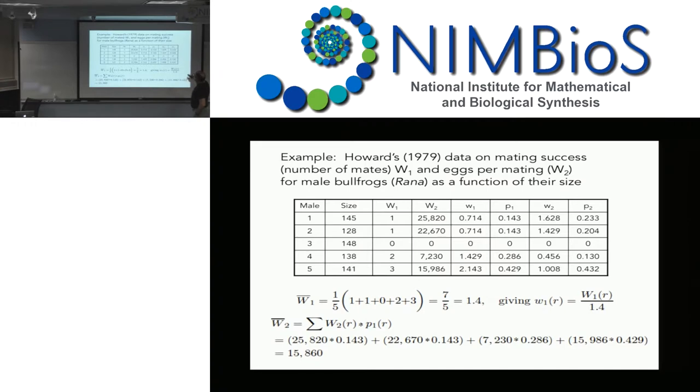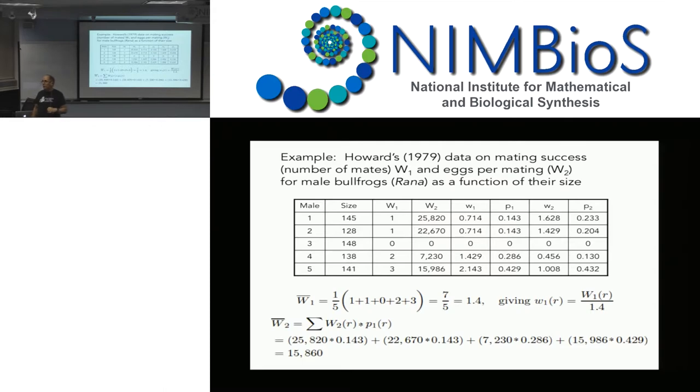Likewise, if you go through the second episode, these are now the weights as well on these individuals. So now in episode two, the weights are over here. In episode two, the mean would be that times P2 plus that times P2, et cetera. So we compute these fitness-weighted frequencies, and we can then use those to adjust how the traits change.